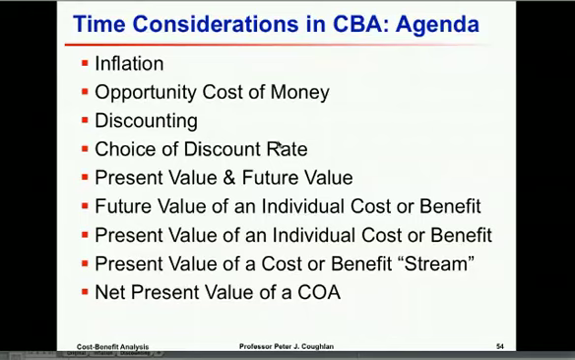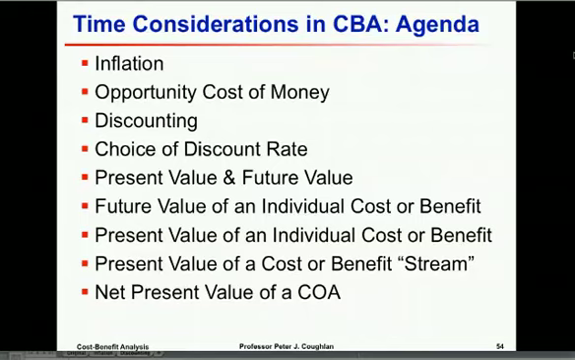We adjust for inflation by deflating using the projected inflation rate. We adjust for the opportunity cost of money by discounting, and we use a discount rate. We talked about how we chose a discount rate, and then, knowing the discount rate, how you discount costs or benefits in the future.